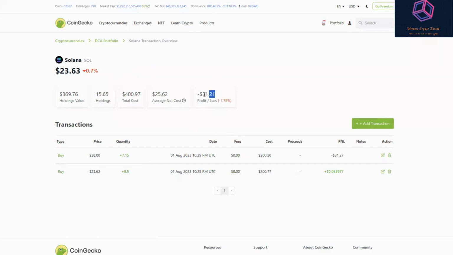You've already gone minus here. You have increased your holdings. However, your price is now gone to 25.62. So you increased your average cost, and you're already minus right now, right?